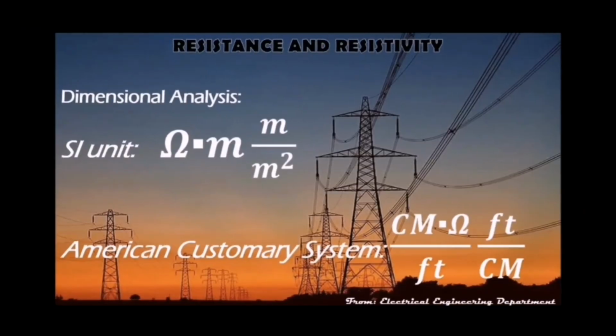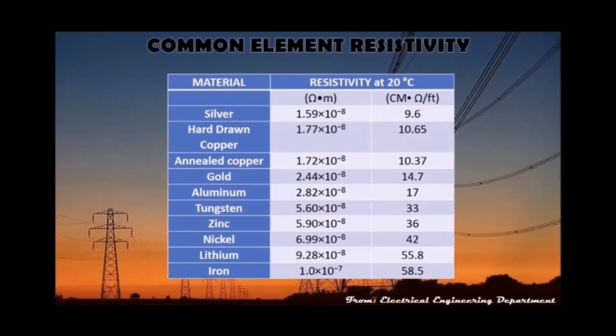Ito yung SI unit, kagaya rin noong kanina pinakita natin. Ohms times meters squared over meters. Yung American customary system naman ito sa may baba, ito yung dimensional analysis niya. Tapos pag nilipat natin sa American customary system, ito circular mil times ohms over feet. That's it. Ito naman yung common element ng resistivity natin.